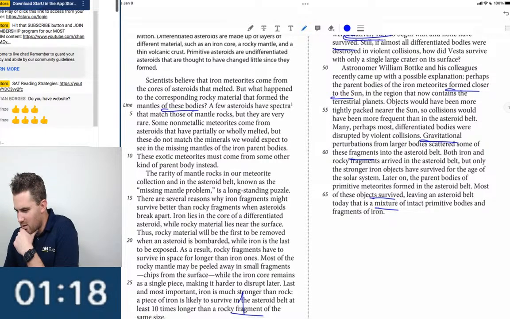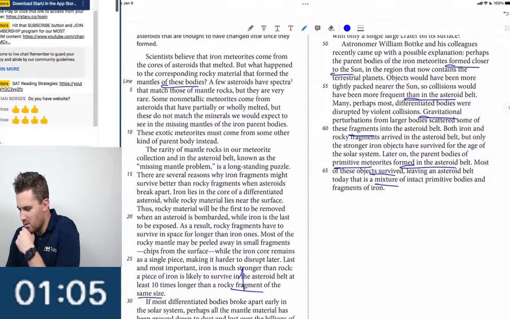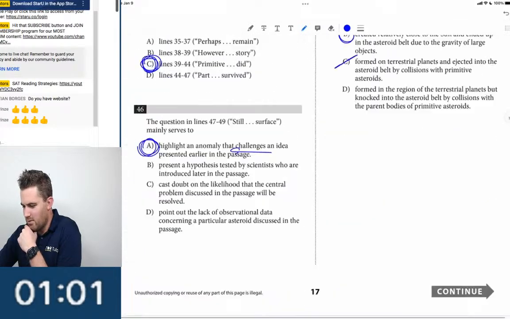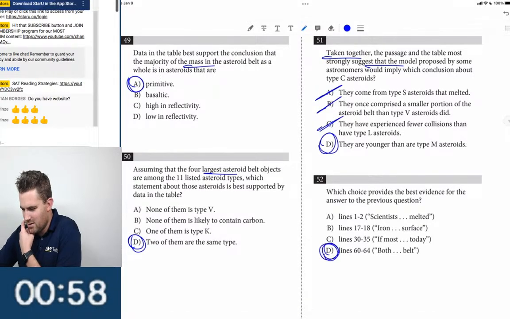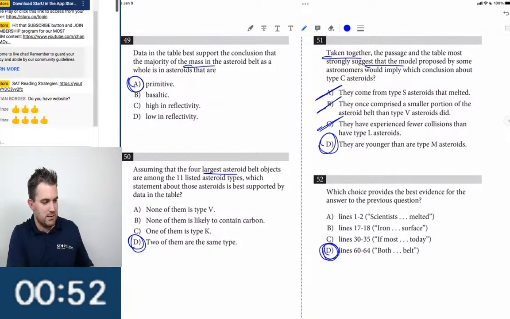Collisions that are more frequent than... primitive formed in the asteroid belt. Leaving asteroids a mixture of intact primitive bodies and fragments of iron. I think that one is D. Is that the only one at the end? Yeah, I think this one is D as well. I think, but what's our time? Yeah, I think that's it.